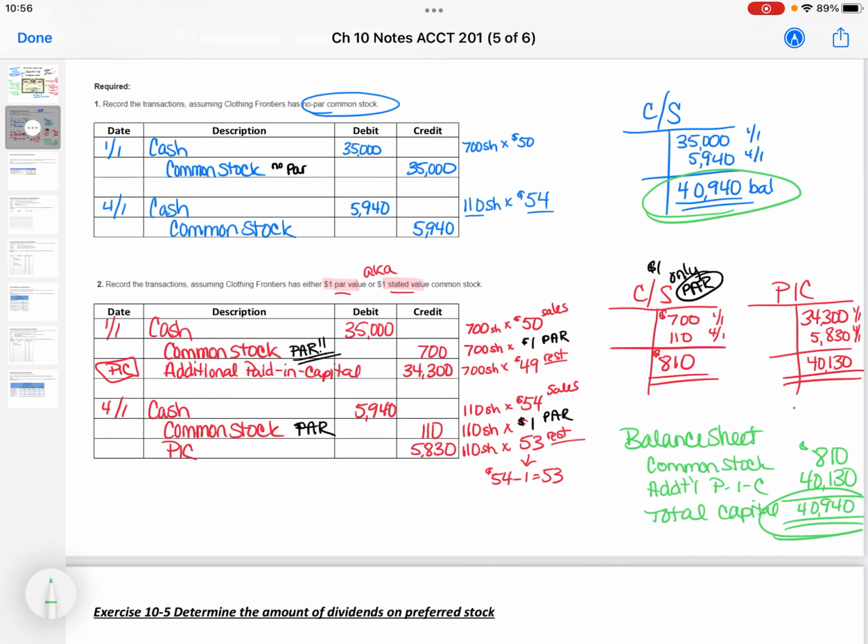Because we're not separating the money. Like, I still keep all of the money that I received when I sold the shares of stock. I'm just putting them in two different capital accounts instead of one. So that's why many people don't do par, because it is more tracing. It is more accounting work.